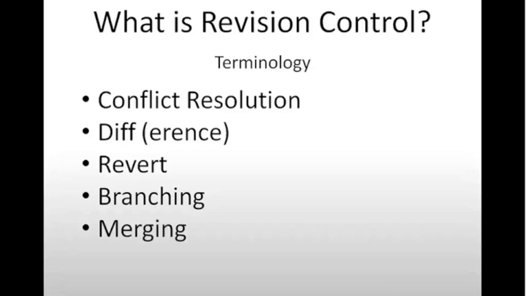Naturally, we need the ability to merge changes between branches. In other words, if I fix a bug in one branch, it's likely I need to fix a bug in another branch. And so there's a task that's referred to as merging when you're doing revision control.